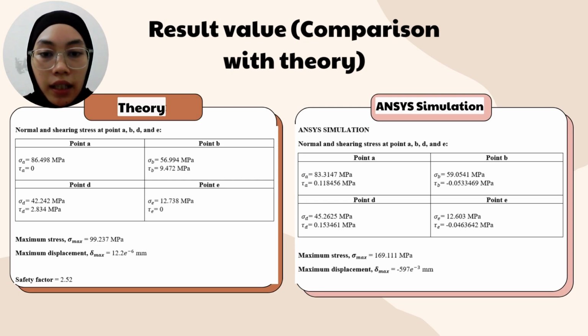At point D, we get 45.2625 megapascal and 0.153461 megapascal. And lastly, at point E, we get 12.603 megapascal and negative 0.0463642 megapascal. For maximum stress, we get 169.111 megapascal, and lastly, for maximum displacement, we get 0.597 exponent negative 3 millimeter.